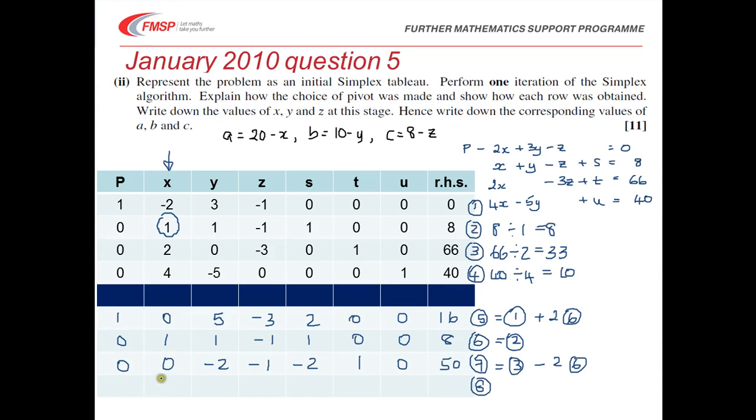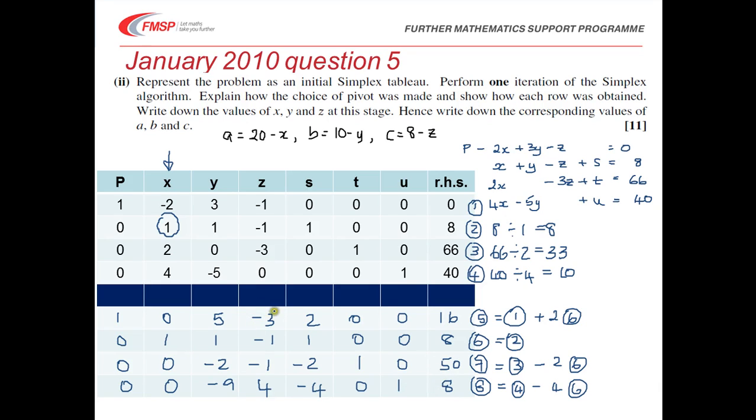And then we want to make this entry a 0, so it's going to be 4 minus 4 lots of the pivot row. So it's going to be the same as the fourth row minus 4 lots of the pivot row. And again, if we do that, we'll end up with 0, 0, minus 9, 4, minus 4, 0, 1, 8. And now we have completed the first iteration.